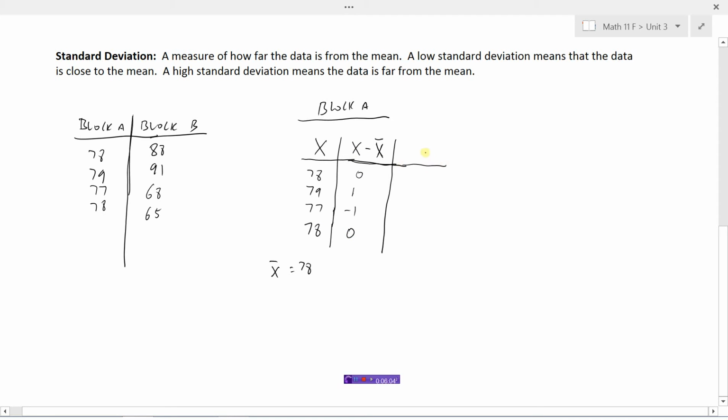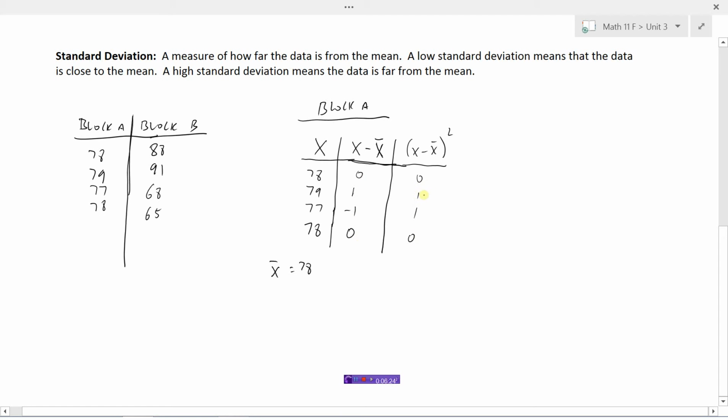The next thing we're going to do is take the data point minus the mean and square it. So we're going to square all of these things. 0 squared is 0, 1 squared is 1, negative 1 times negative 1 is positive 1, and 0 times 0 is 0. So we've squared all these numbers.